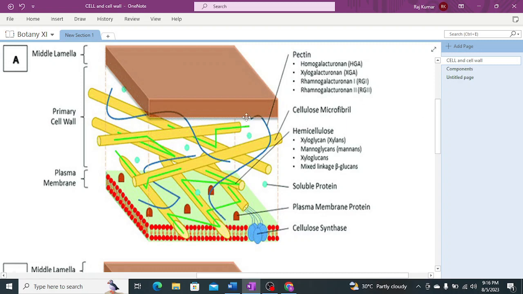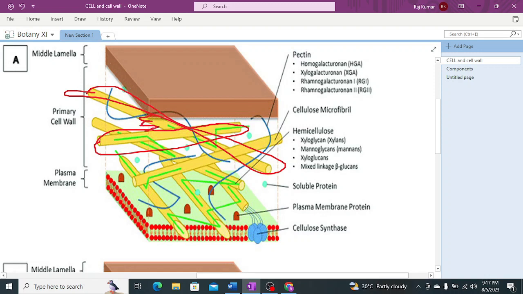Now the cellulose microfibril in the yellow color is present over here. This cellulose microfibril is connected with another cellulose microfibril with the help of another biomolecule known as hemicellulose.